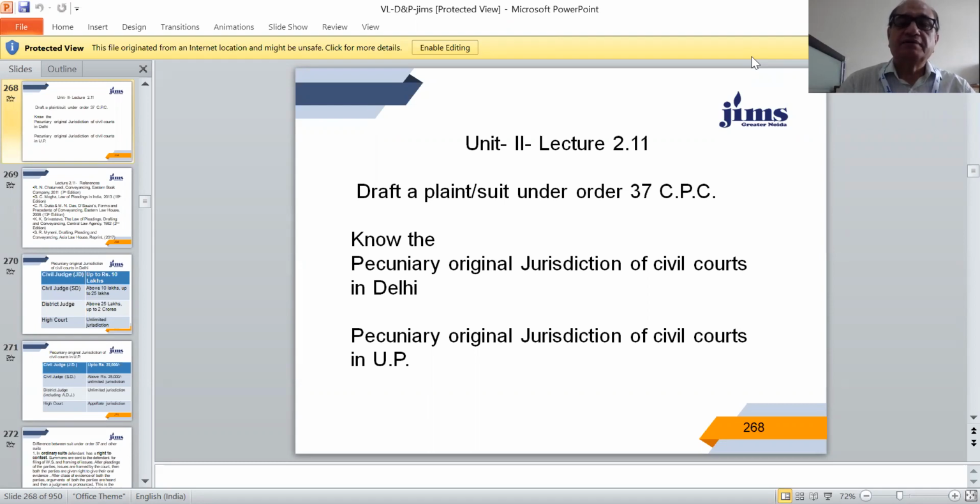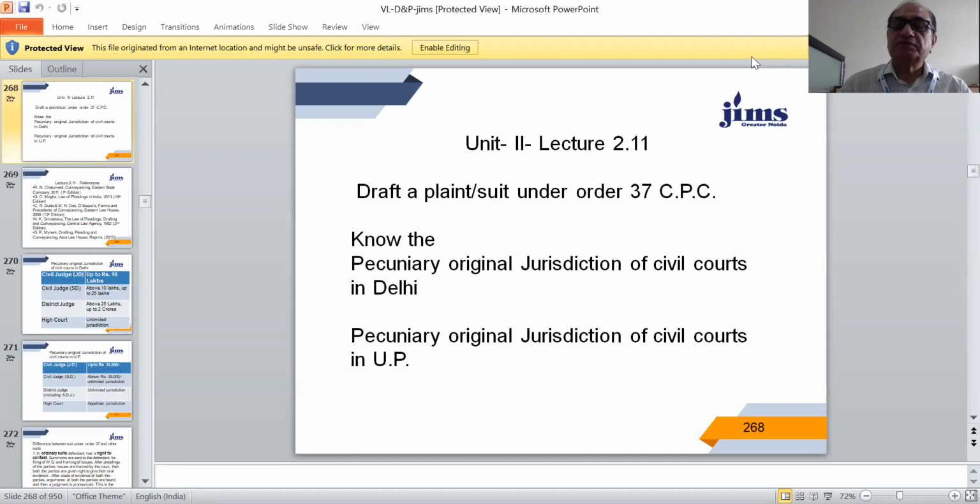Today we will learn the drafting of a plaint under Order 37 of CPC. You are supposed to draft a plaint or a suit in a summary manner in accordance with Order 37 CPC.